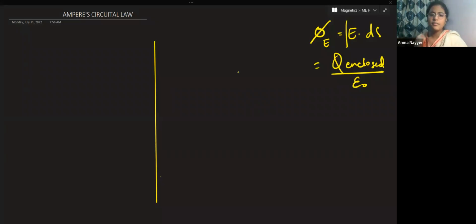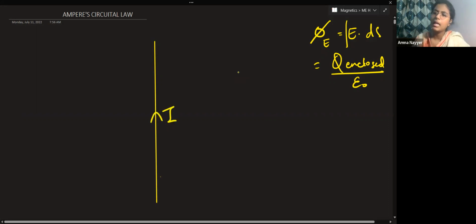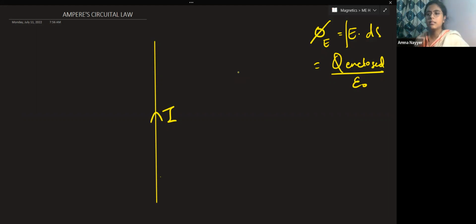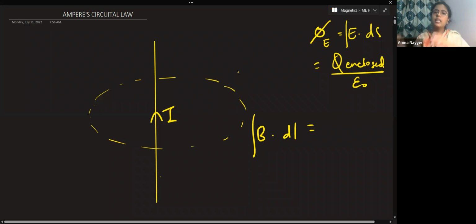So if you have a wire, fine, and it is having current I. Now, the line integral means B dot dl. This is meant by line integral. So line integral, the way there was E dot ds, here we have B dot dl. This is equal to what? Let's say this is along a closed loop. This is equal to whatever is the total current enclosed.